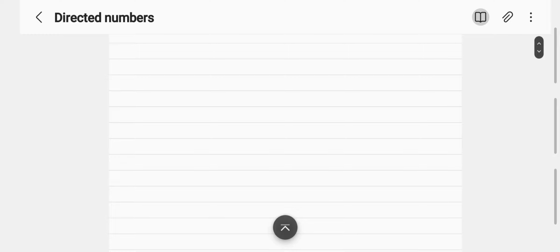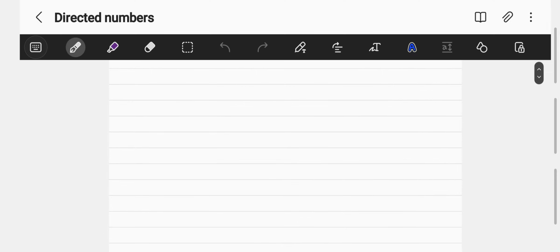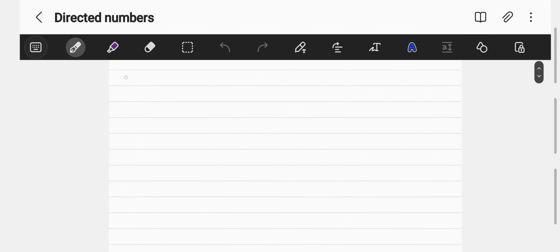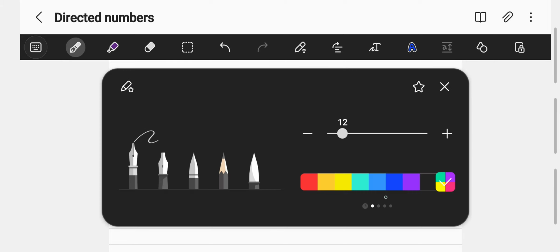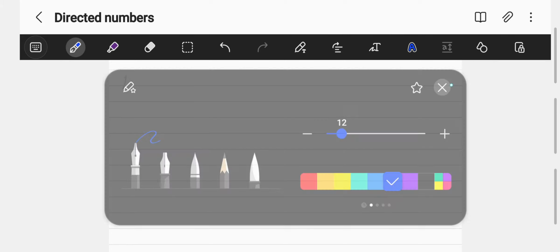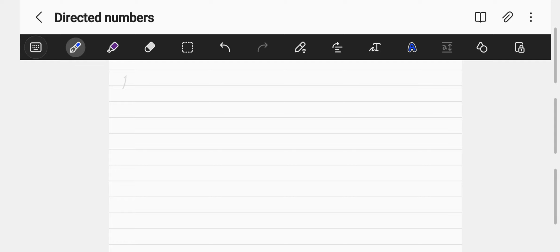So the first example that we're going to be doing is this one. Let's use a different color. Let's use blue for confidence. So we're going to be using blue ink to do this example. Example 1. And this is 3 minus positive 8, right? And we want to know what the answer is for 3 minus positive 8.